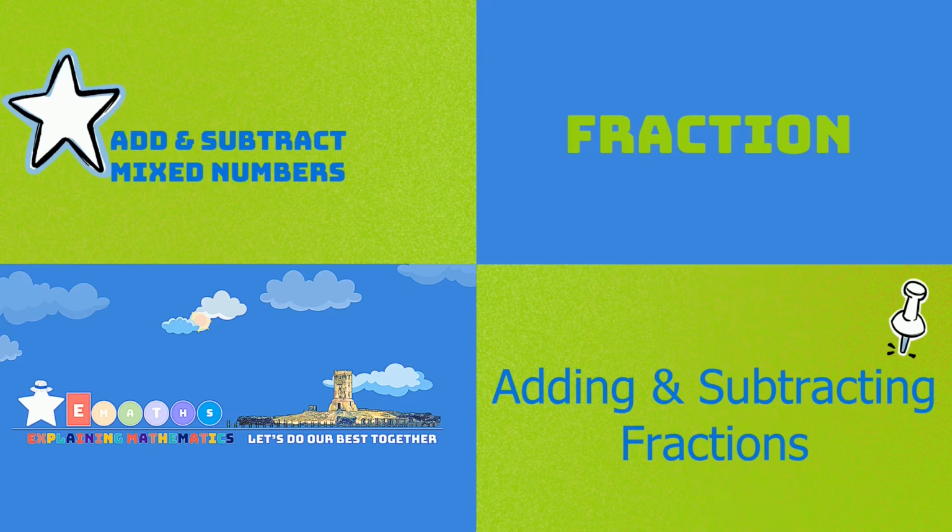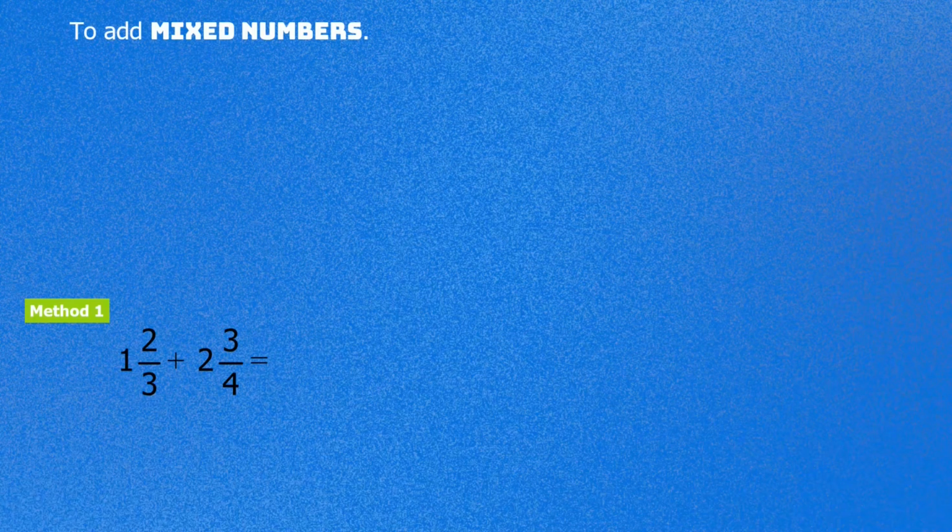We will now learn how to add and subtract mixed numbers. To add mixed numbers, there are 2 methods. First method, in the following example, we have 1 2/3 plus 2 3/4.